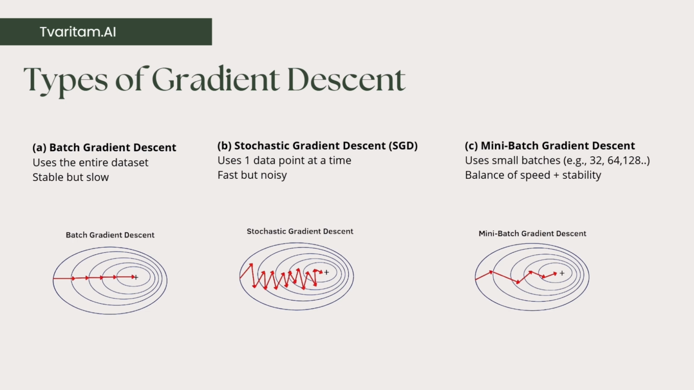Common batch sizes are 32, 64, 128, usually in the multiples of 32, but this is not a strict rule, just a convention that we usually follow.